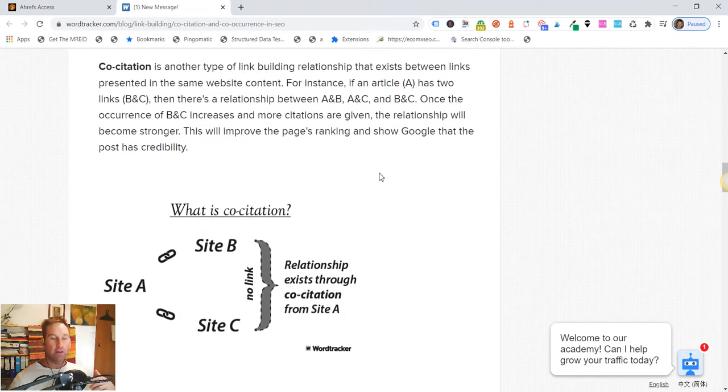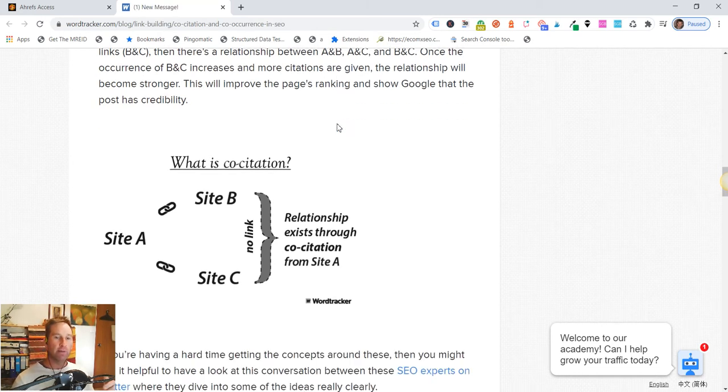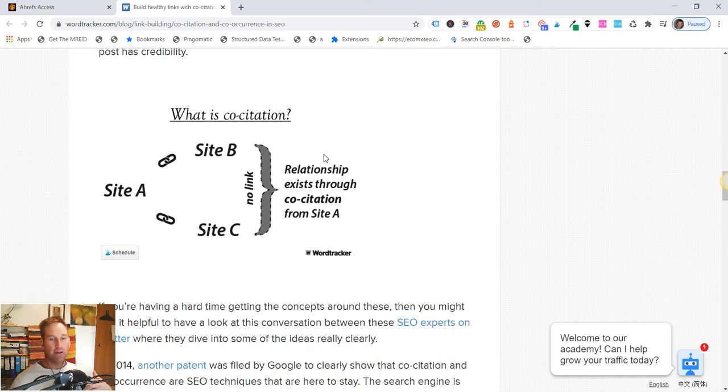So then we look at co-citation, because co-occurrence and co-citation work hand in hand, and a lot of the time they'll happen together anyway. So co-citation is where you actually do have a link, but let's say we are site B, so that would be our site that we're trying to improve performance, and site A might be just a standard blog post. As long as it's healthy, it might not even be a really powerful site in its own right. But in its content, it's talking about site C, which might be a really high domain authority, powerful site on a topic, and you want it to be relevant to your topic.